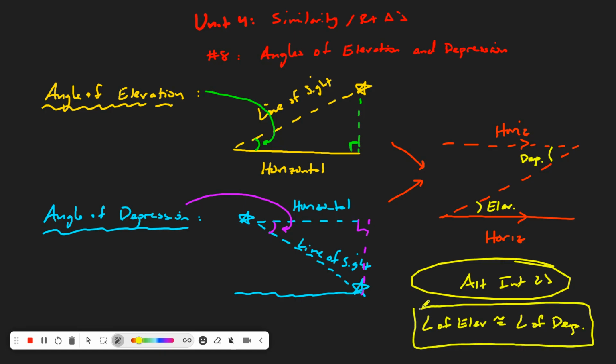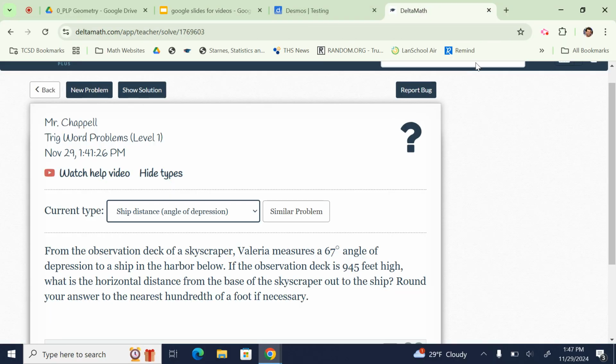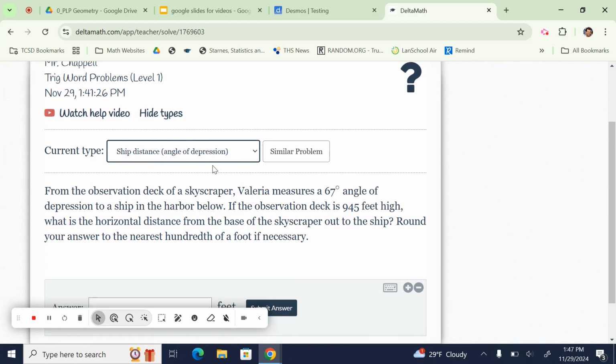Okay, so we're going to do two problems directly from Delta Math. So here is the first one. I'll write right on there. It says, from the observation deck of a skyscraper, Valeria measures a 67-degree angle of depression to a ship in the harbor below. If the observation deck is 945 feet high, what is the horizontal distance from the base of the skyscraper out to the ship?